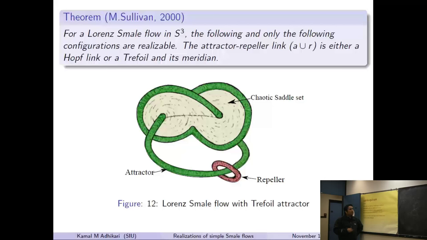This is the diagram which shows us the trefoil attractor. This green part is the attractor and the red is the repeller. If we carefully look at this attractor, we see this is in a trefoil structure. This is a trefoil and an unknot repeller, which is the meridian of this trefoil. This is the saddle set. This is the attractor and this is the repeller. So this result says that for the realization of a simple Smale flow, when we model the flow by using a Lorenz template, the possible realization is a Hopf link or a trefoil and meridian.